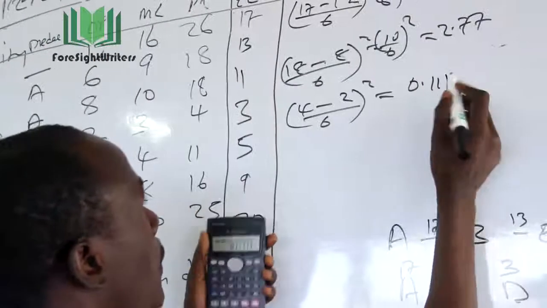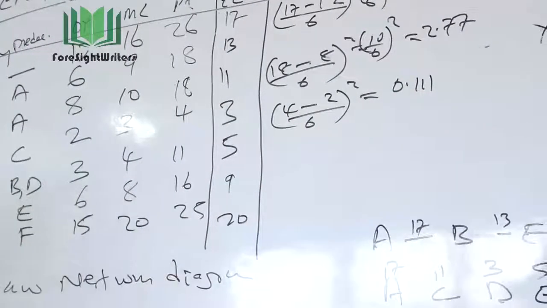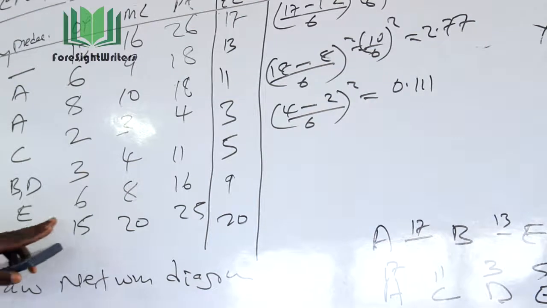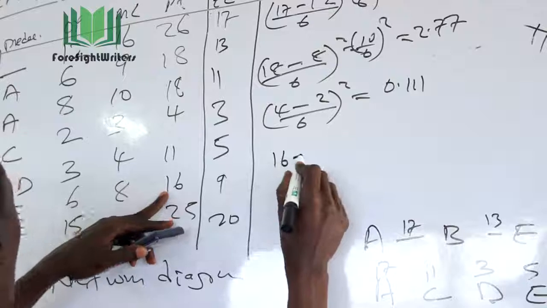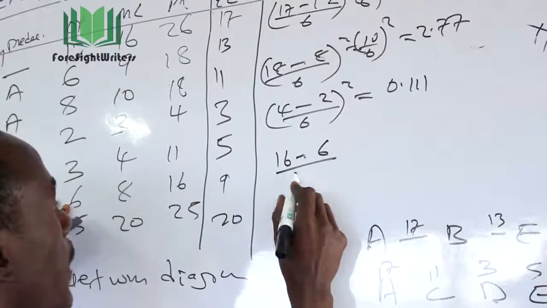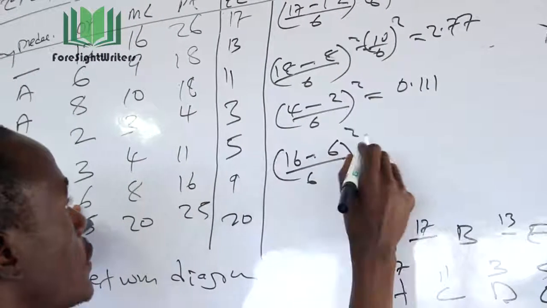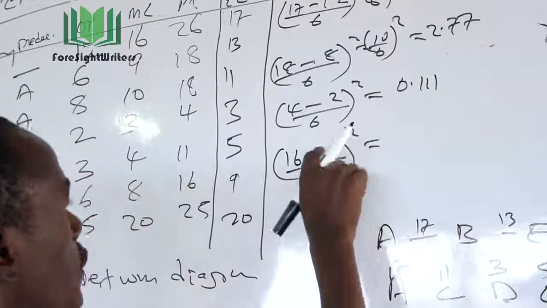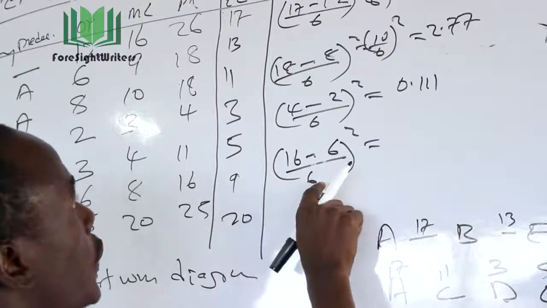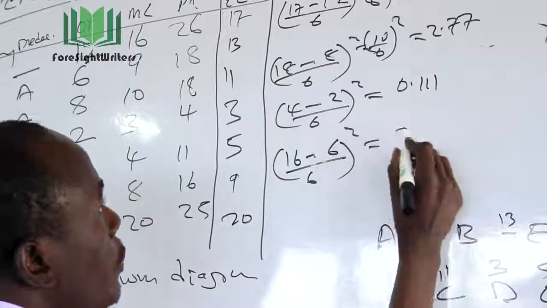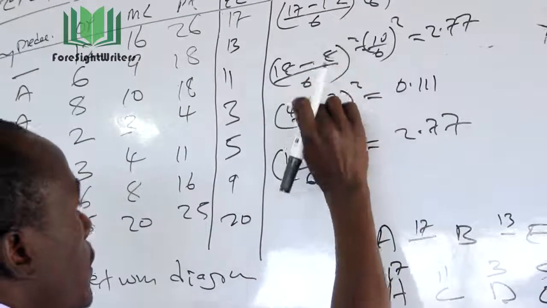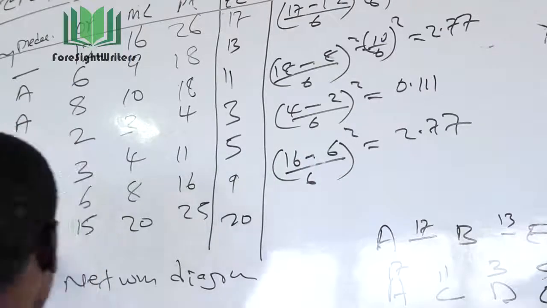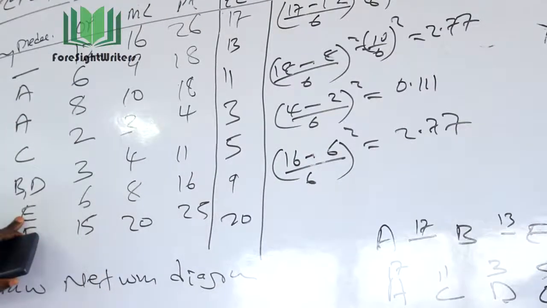So I need now to move to the next one. The pessimistic one is 16 and the optimistic is 6, divided by 6, squared. So this becomes 10 divided by 6. It's the same as up here, so the answer will be 2.77, because here it was also 10 divided by 6. That one is already done. So we move now to the next one, the final activity, which is 25.